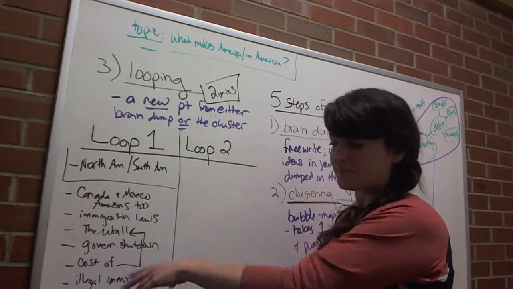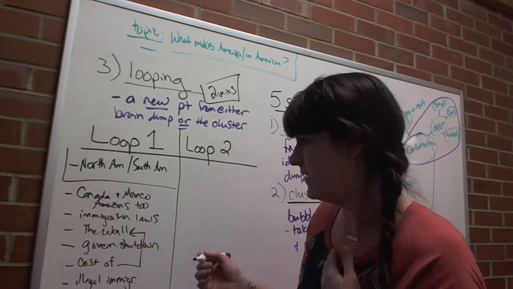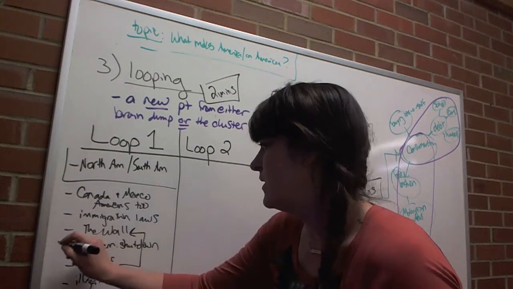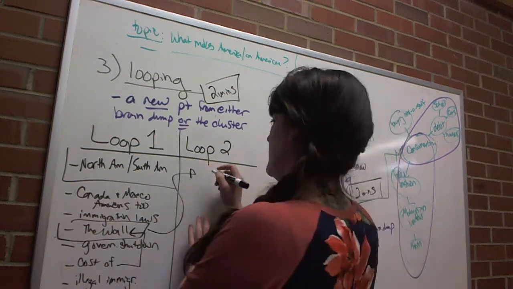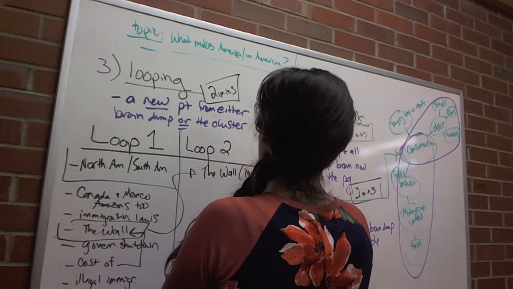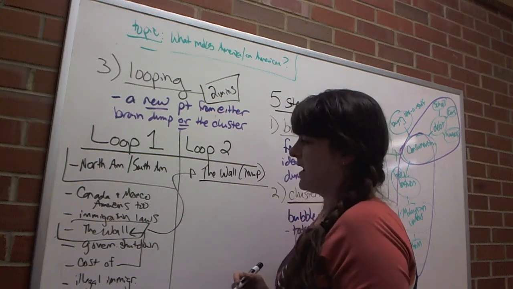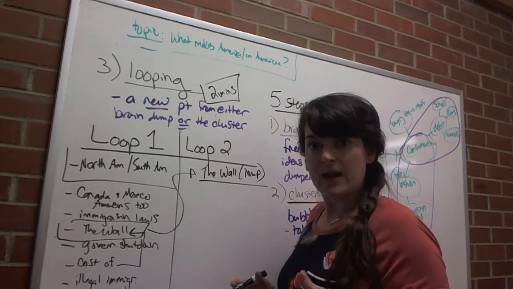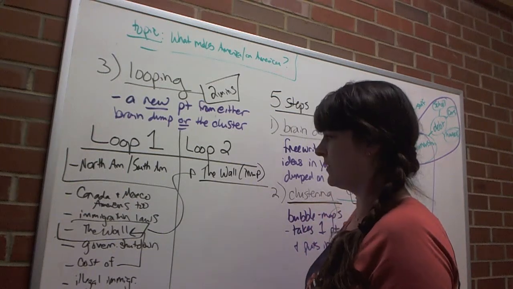So loop 1, I'm going to pick something from here. I'm going to put it up to loop 2. So I think I'm going to do, let's do the wall since that's relevant, okay? So I'm going to put the wall, and then just to remind myself, I'm going to put Trump there, okay, because he's the one that's calling for it. The reason that the budget isn't getting passed is because he wants the wall and the Democrats don't want to pay for the wall. So that's kind of the current event going on right now.